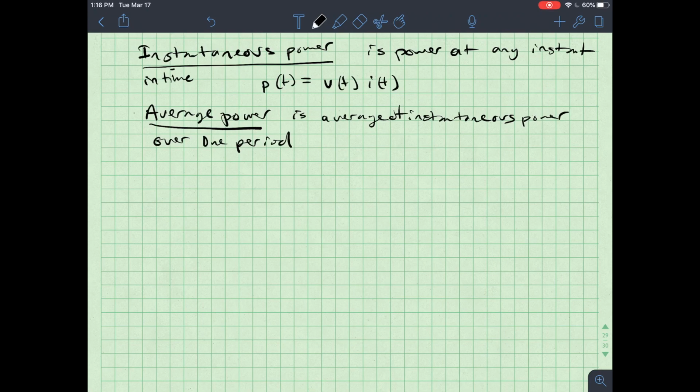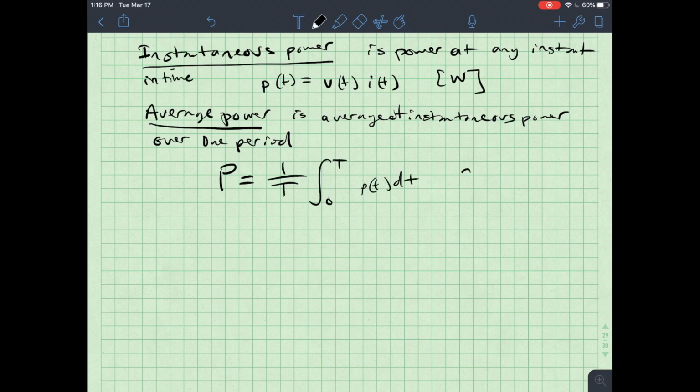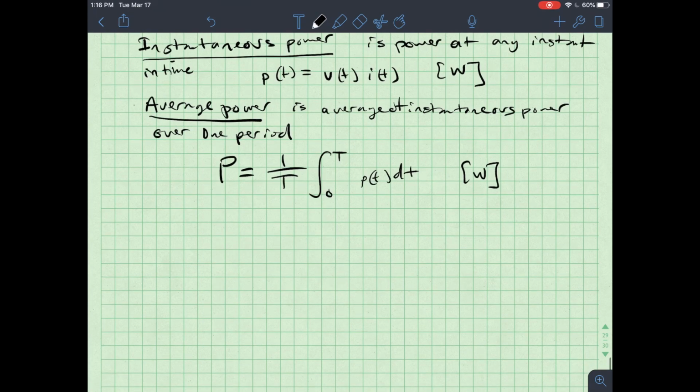So I'll call that big P. It's not a function of t anymore because I'm going to integrate the t out, but it's 1 over big T, the period, times the integral from 0 to big T of little p of t dt. Both of these powers are measured in watts. To get a clearer picture, what we can do is use a general passive linear circuit with a voltage and current.